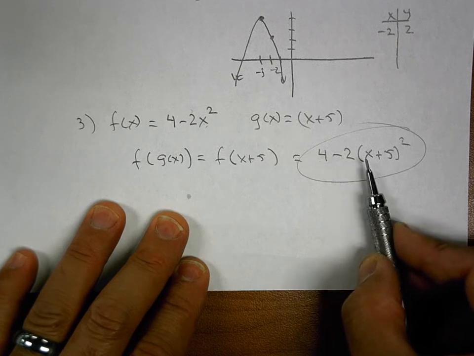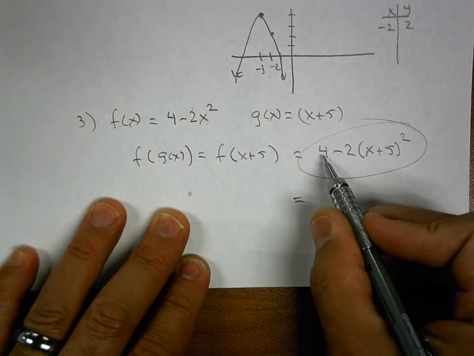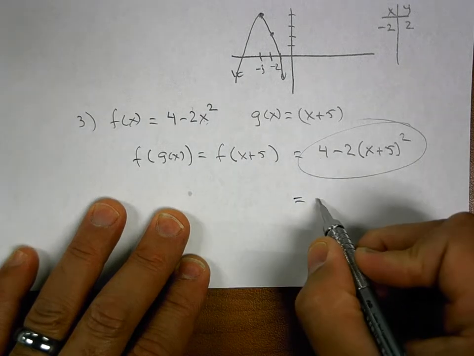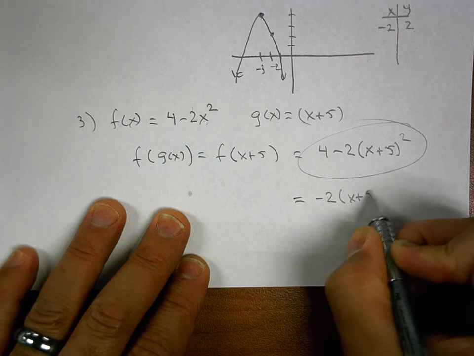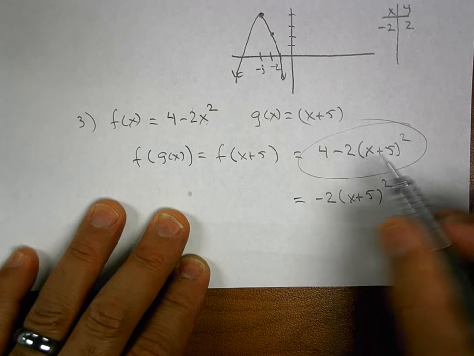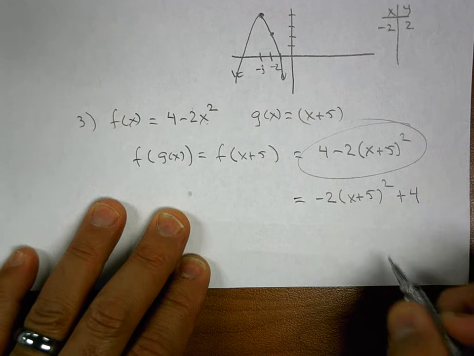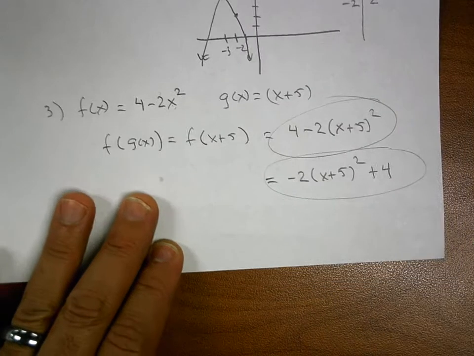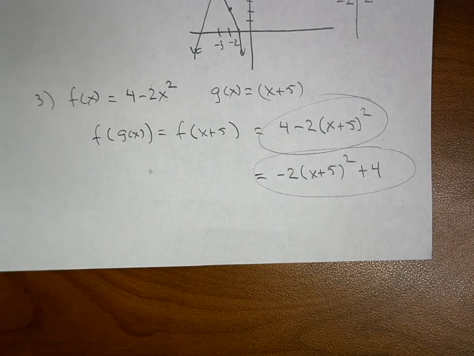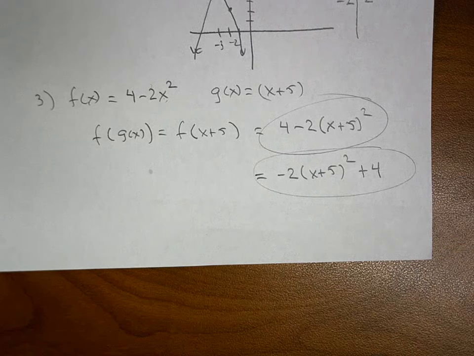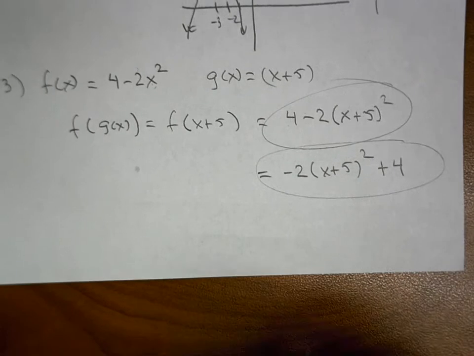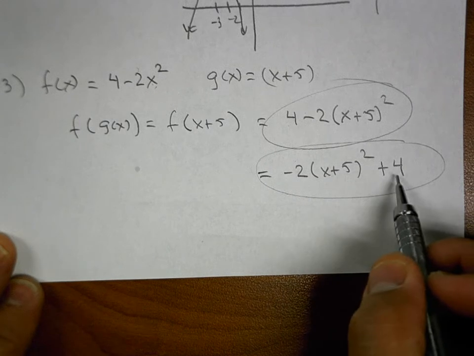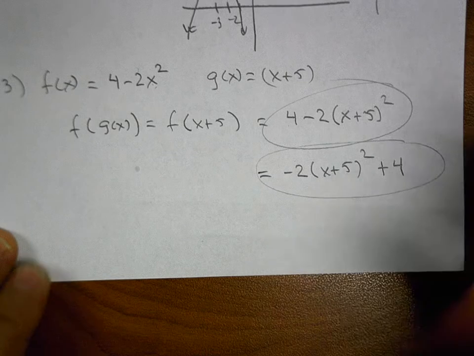But what we can do is this. Let's take this positive 4 and put it to the other side, because that's the way we're used to seeing it. So it's negative 2, parentheses, x plus 5, squared, and I'll just put this plus 4 on this side. Same thing, but it's a little easier for us to see how we shift it. So, Thomas, how does this shift? Up 4, left 5. There you go. So that's what we graph.